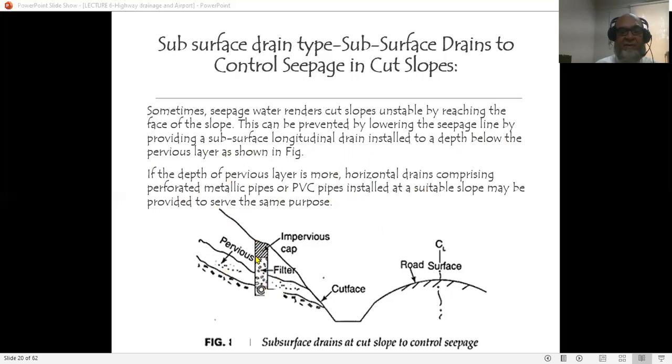This is the ground slope, and here we have provided a drain. This is the road surface. The water is now coming directly to this slope, and this is the water. Water from this side we want to prevent entering to this.